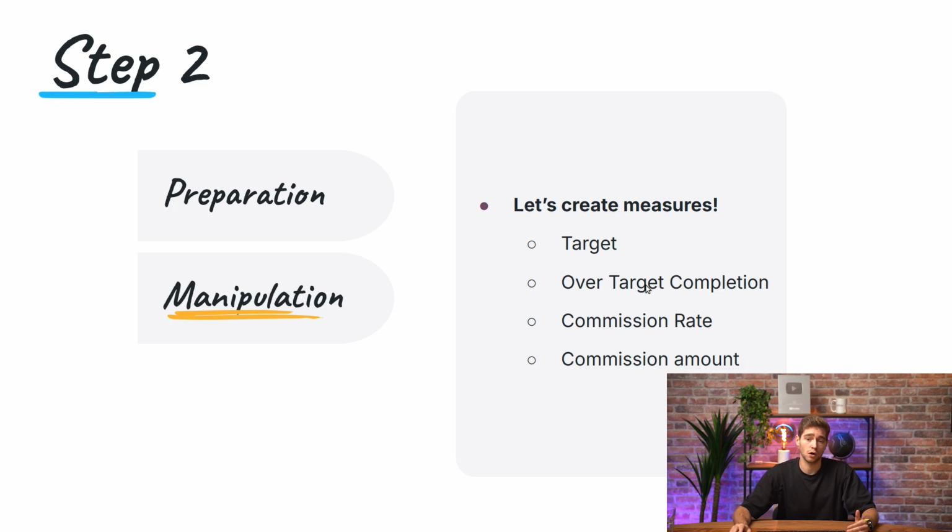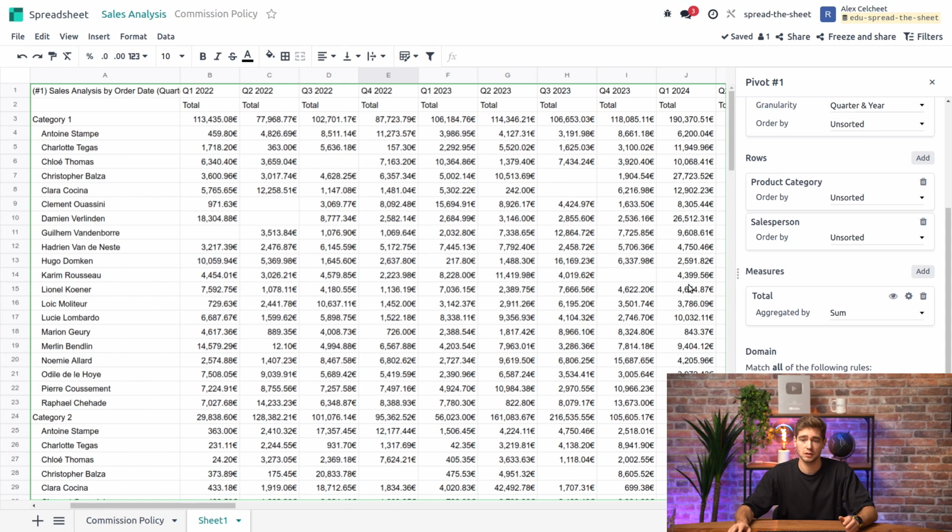Then compute how much above the target each salesperson is. Then I will compute the commission rate that applies to this amount. And then finally, the final commission amount. So we can go into Odoo to see how we can do this.